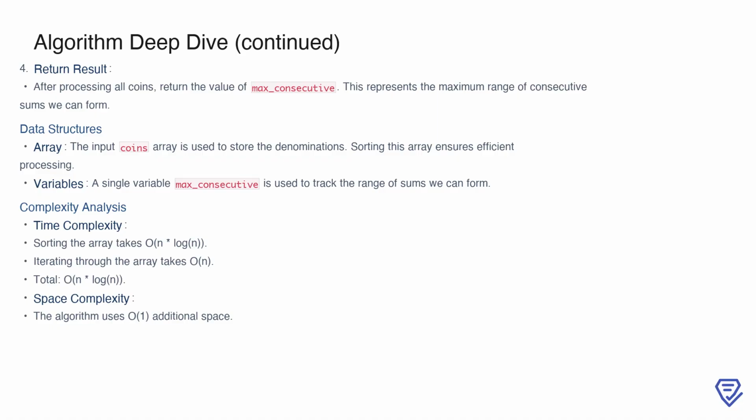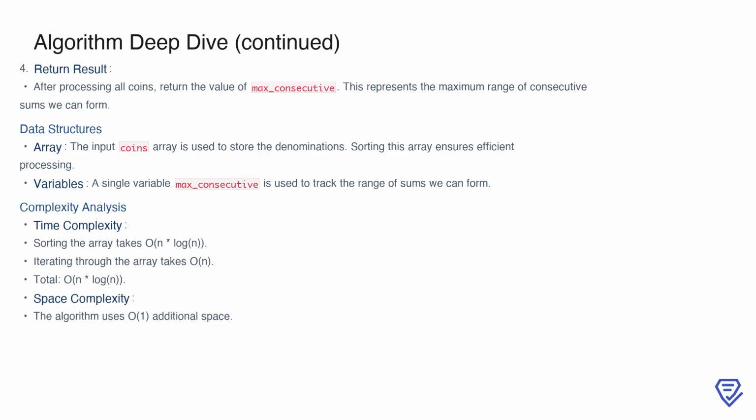Once all coins have been processed, the value of max_consecutive represents the maximum range of consecutive integers we can form starting from 1. This is the result that we return. The algorithm relies on simple data structures: the input coins array, which is sorted for efficient processing, and the max_consecutive variable, which tracks the current range of sums. The time complexity is dominated by the sorting step, which takes O(n log n), while iterating through the array takes O(n), resulting in an overall complexity of O(n log n). Space complexity is minimal, as we only use O(1) additional space for the max_consecutive variable and do not create any auxiliary data structures.